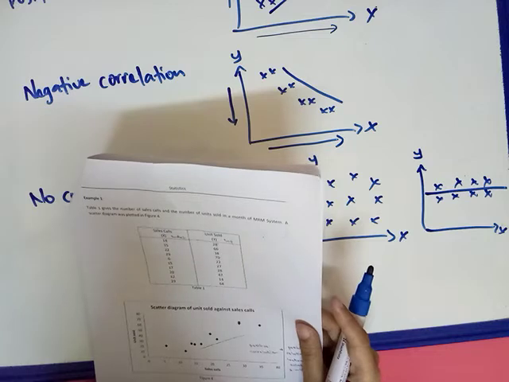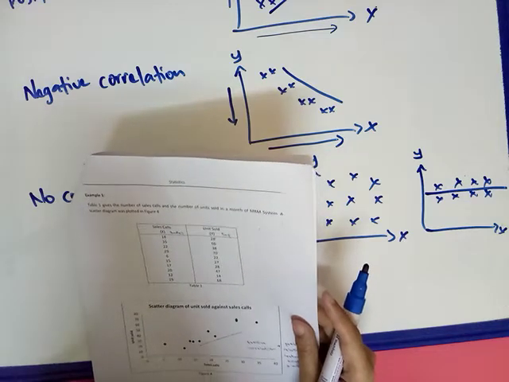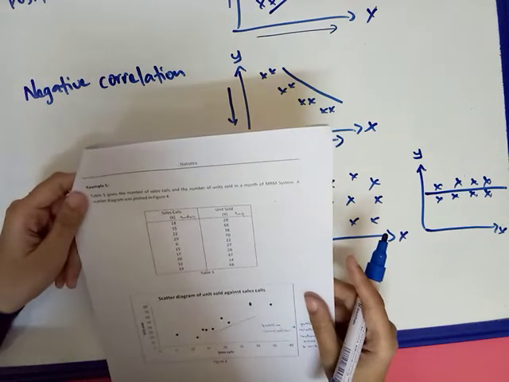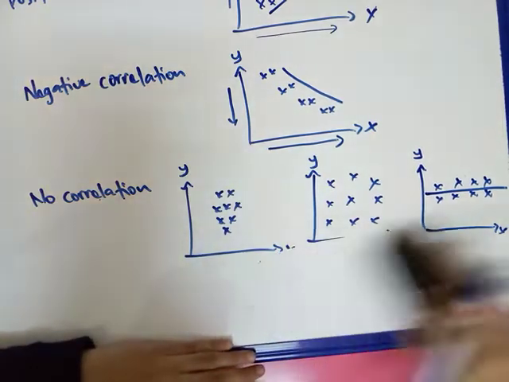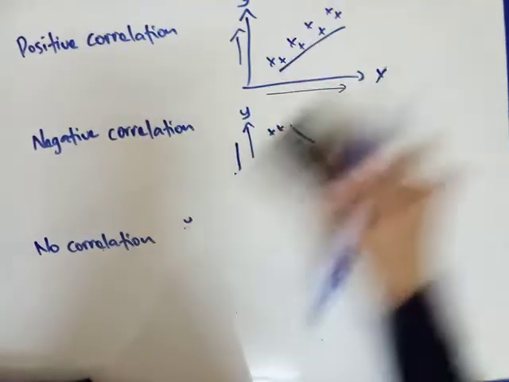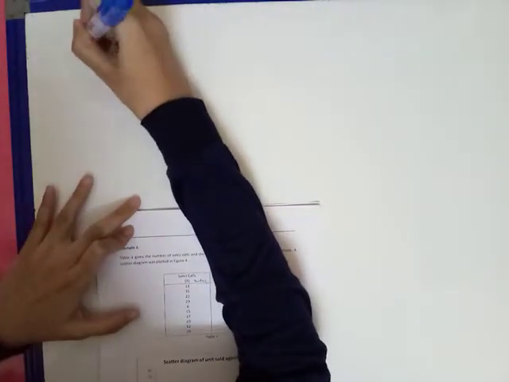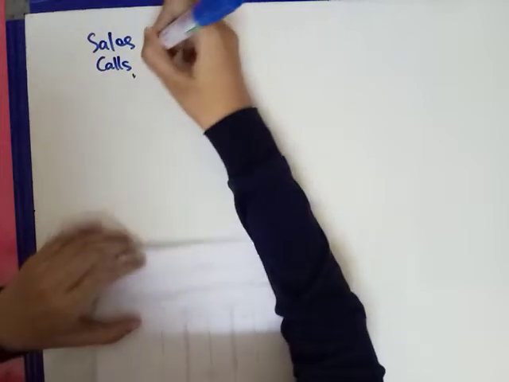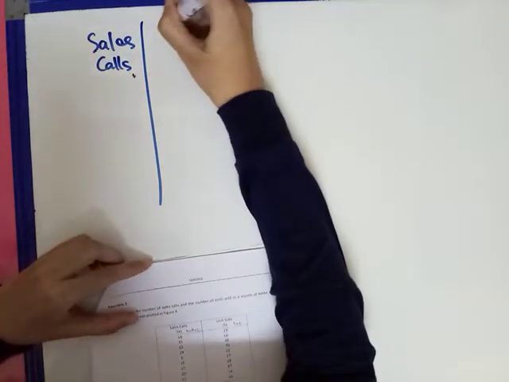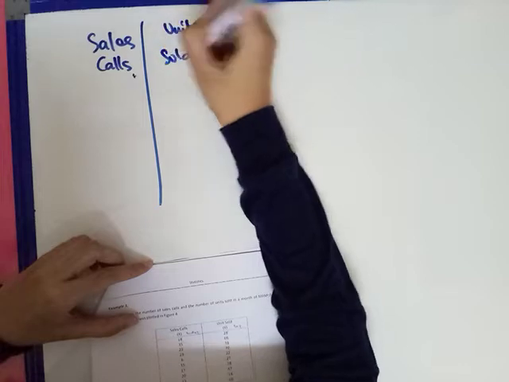Okay, next page. Okay, look at example 1. Table 1 gives the number of sales calls and the number of units sold in a month of MRM system. Okay, so based on the data yang dibagi dalam notes tu, we can draw a scatter diagram. Okay, for example, we have sales calls here, and then we have units sold.